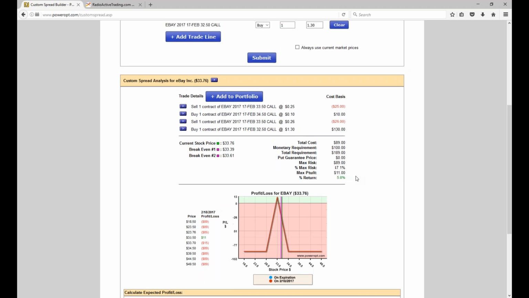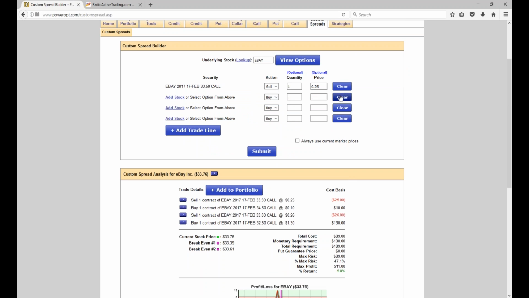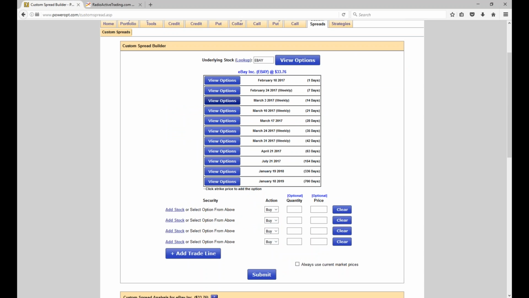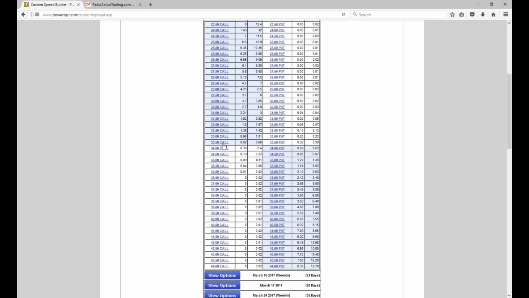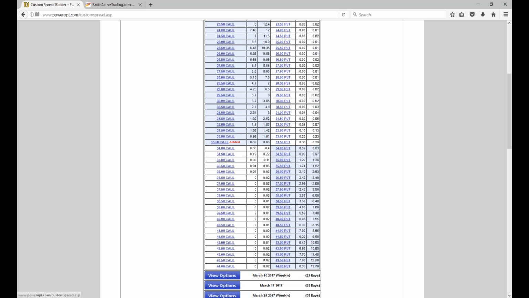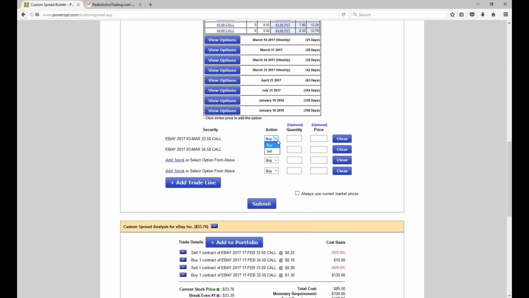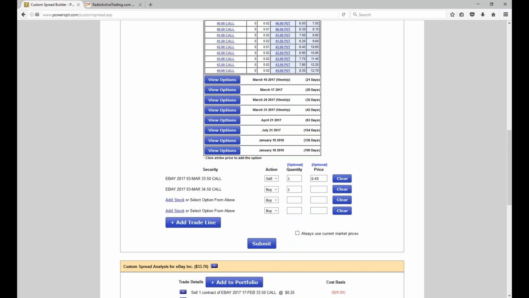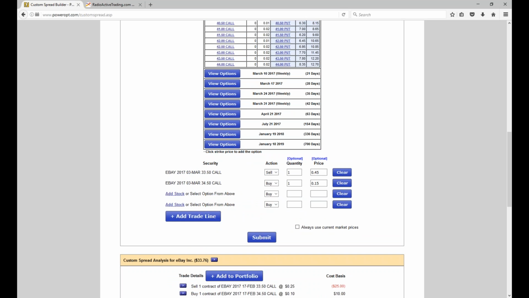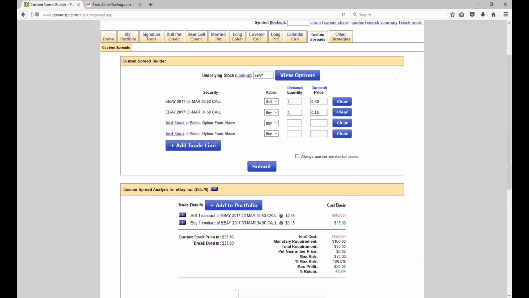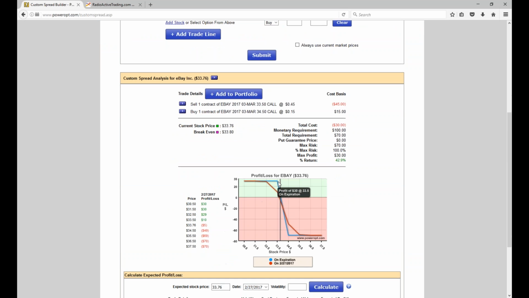So let's change this again. Let's go back completely. And let's say a few days ago, we went out to March 3rd. And at that time, I sold a 33.50 call. We're going to call that 45 cents and did the 34.50 for 15. So it's going to be a 30-cent net credit. I'm going to sell this for 45 when the stock was a little bit lower, and we were going to buy this for 15, right? It's moved up because the stock has moved up. So let's say this was our bear call spread when the stock was around 33.20.